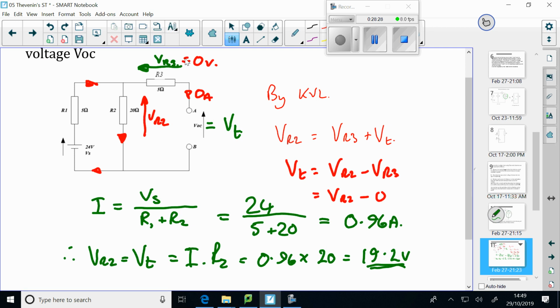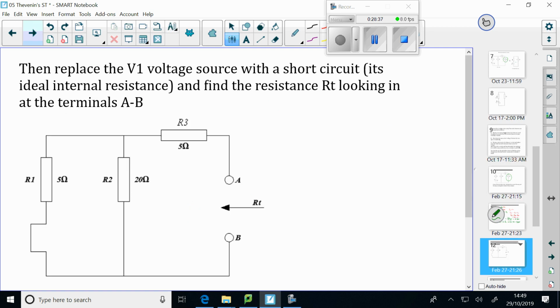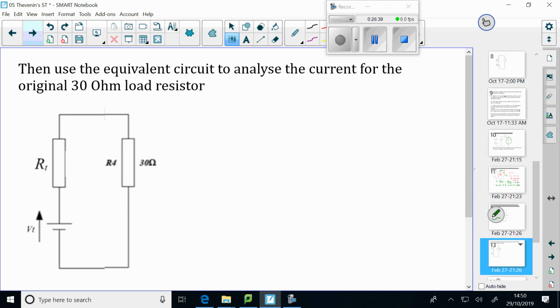So I can go forward a couple of pages where I've got the diagram of my equivalent circuit on it. Let's say that is equal to 19.2 volts, V7. You can see it doesn't resemble the original voltage source that we removed. It's different.